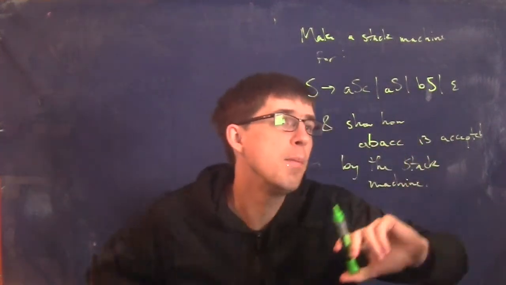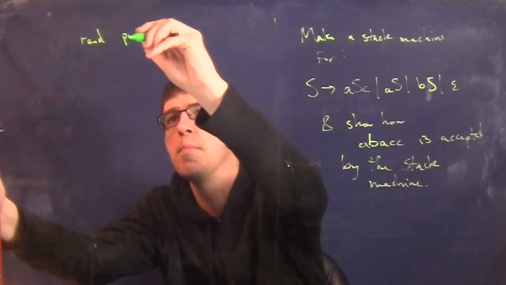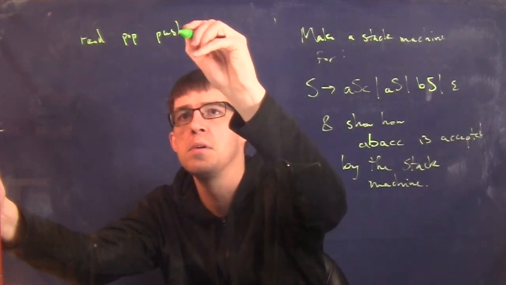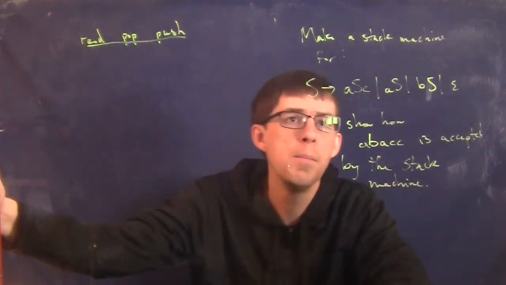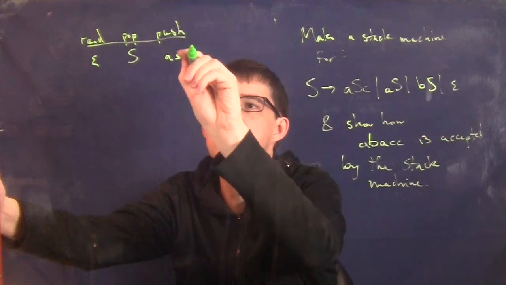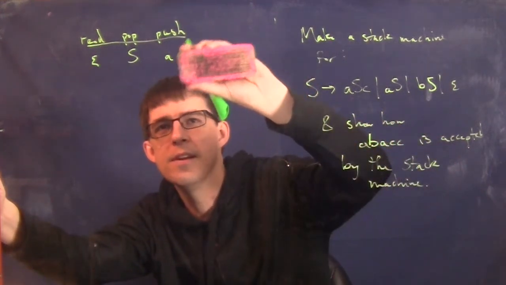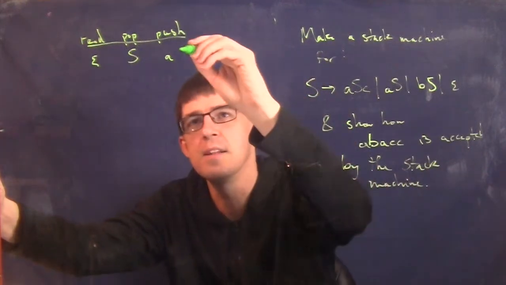So we begin by writing the stack rules for this. Read, pop, push. What do we get? S goes to ASC. Gives me epsilon, S, ASC. What? Big C, little s? No. We don't write little s's in this class.